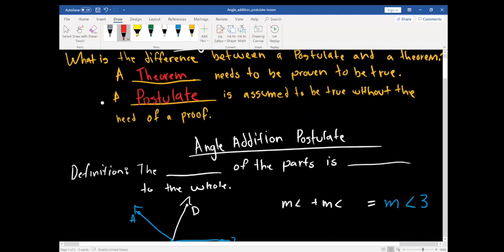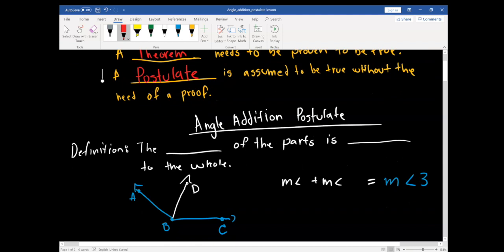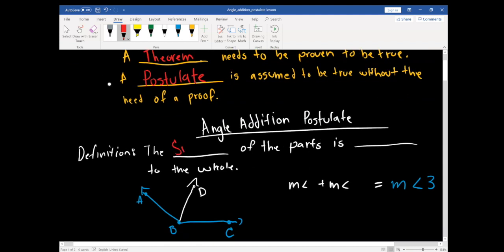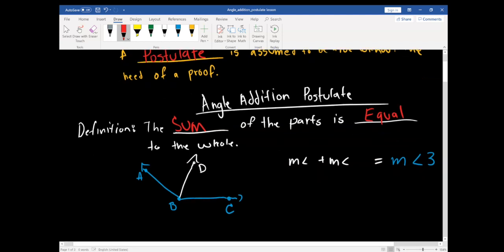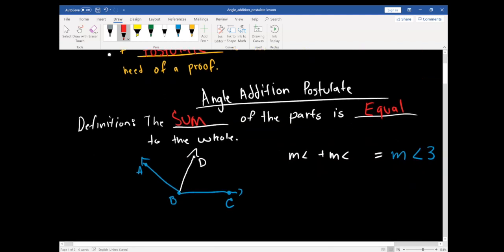So now, what is the angle addition postulate? Definition: the sum of the parts is equal to the whole. This is a simplified version of the definition of the angle addition postulate, but it makes sense. The sum of the parts is equal to the whole. In other words, if you have a whole, similar to the diagram that I have below, the whole would be the blue angle, the angle ABC.